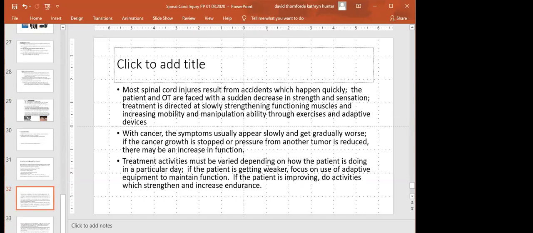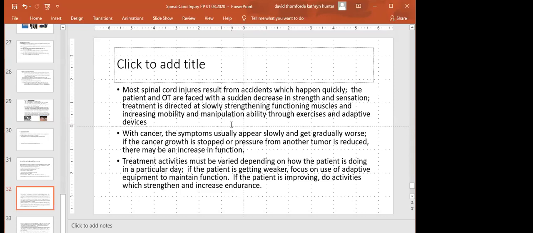How is it different? That's the question Calvin wanted to know. How is treating a person with cancer in their spinal cord different? One thing is that if you've had a traumatic spinal cord injury, it happens fast. Wham! You're hit by a car, you fall off something, and all of a sudden your spinal cord is injured, and you can't move your legs, you can't move your arms, you can't grasp things. It happens suddenly. And what we as OTs do is we say, okay, you're starting here. Let's gradually build you up. Let's gradually get you stronger, more mobile, with more ability to manipulate things.